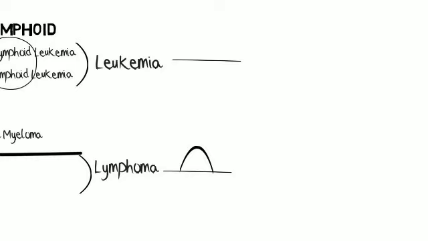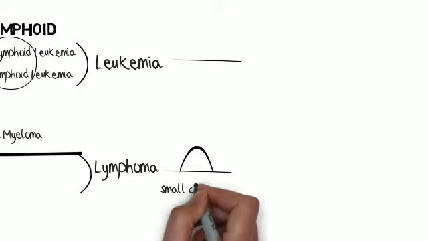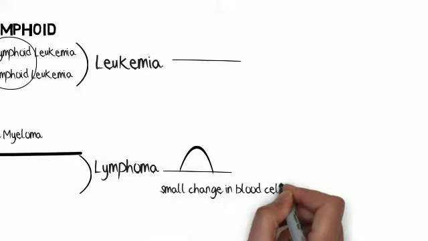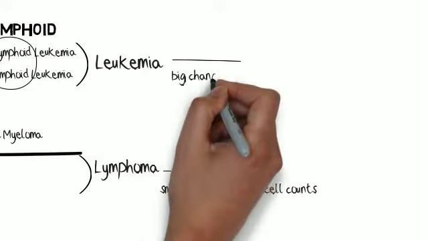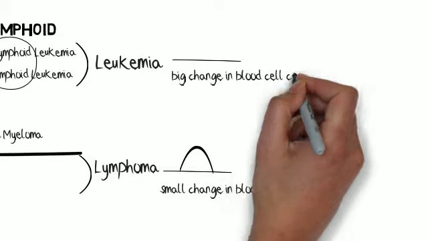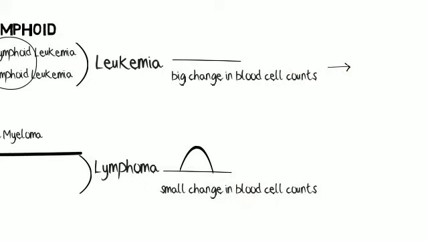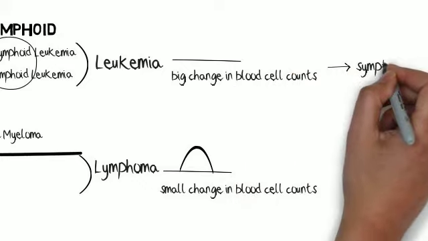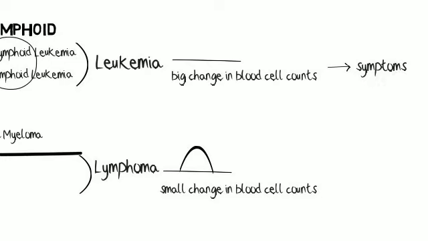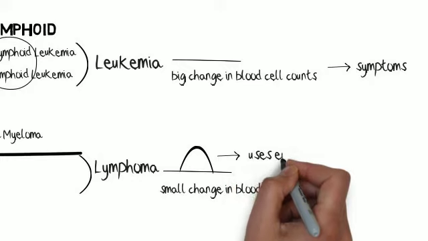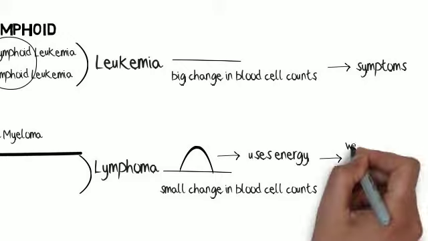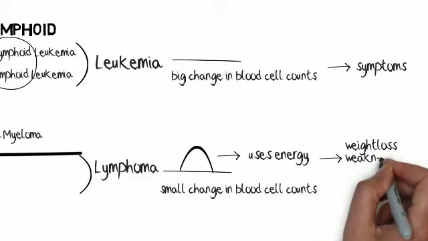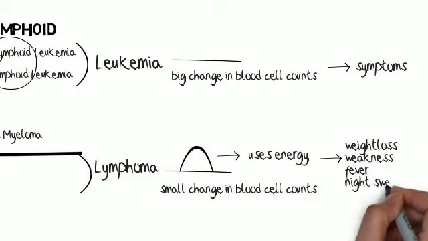Since lymphomas originate physically away from the area where blood cells are produced, the bone marrow, lymphomas tend to initially have only small effects on blood cell numbers. In contrast, leukemias can change blood cell numbers quite a lot. It's the altered blood cell numbers that produce many of the symptoms of leukemia that we'll talk about in just a minute. In contrast, lymphoma symptoms are more related to lymphoma cells using the body's energy, resulting in weight loss and weakness, and triggering immune response, resulting in fever and night sweats.